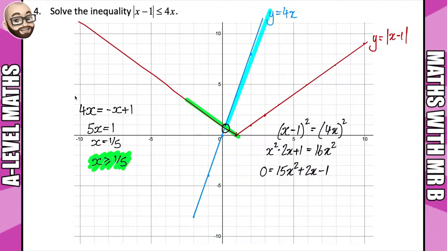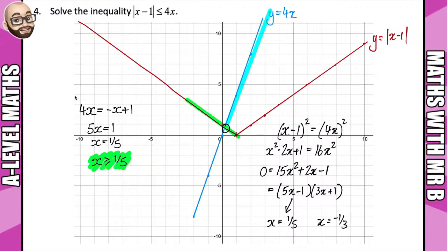That is going to factorize. Just trying to work out what it is. It's going to be a 5x in one bracket and a 3x in the other bracket. And we're going to get minus 1 over here and positive 1 over there. So we actually get two different solutions. We get x equals 1/5, but we also get x equals minus 1/3.